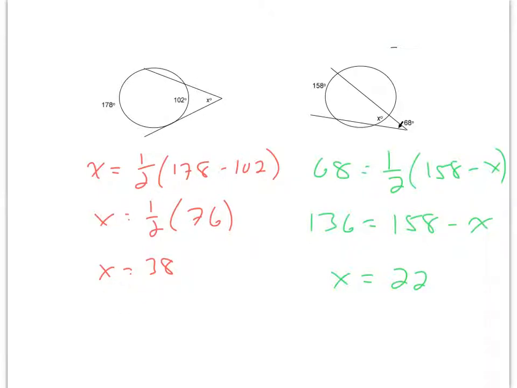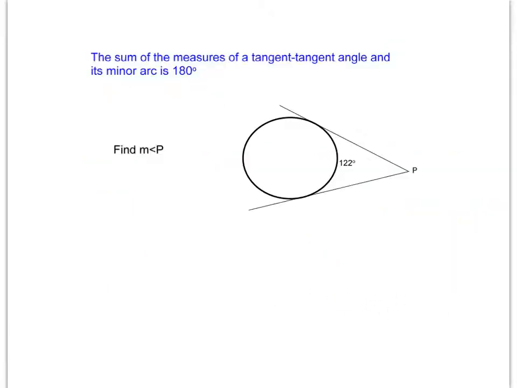And in the second one, I'm looking for this little arc right here. I know that my secant angle, 68, is half of the difference of the arcs, 158 minus x. So I multiply both sides by 2. 68 times 2 is 136. And that's equal to 158 minus x. I moved my x to this side, subtracted the 136. x is 22.